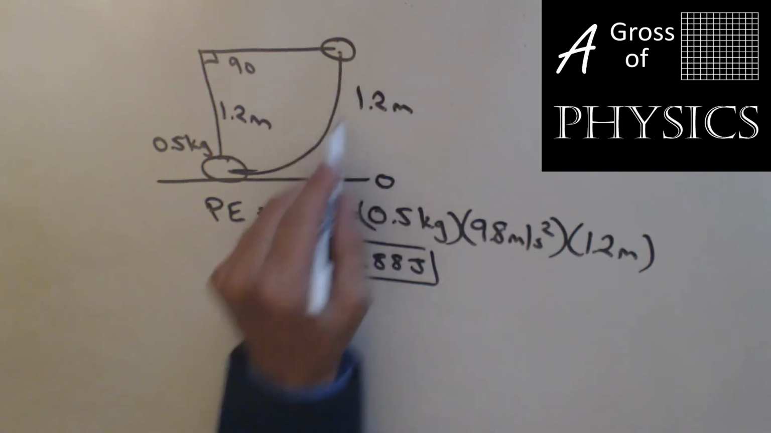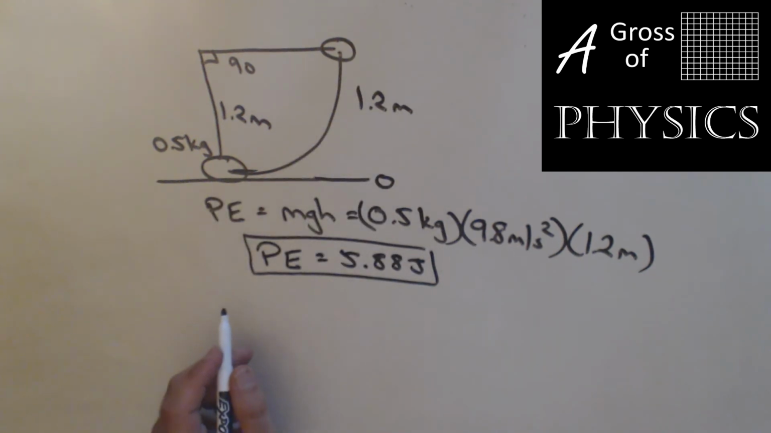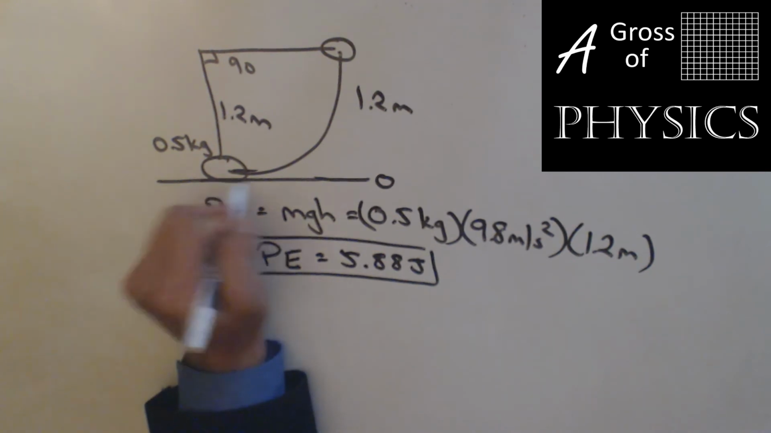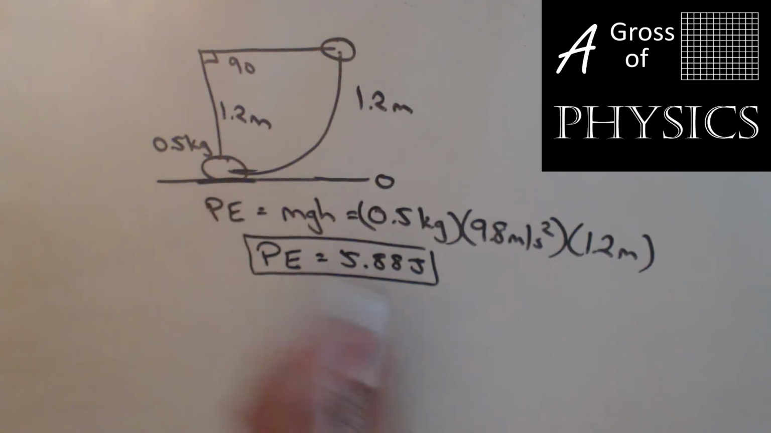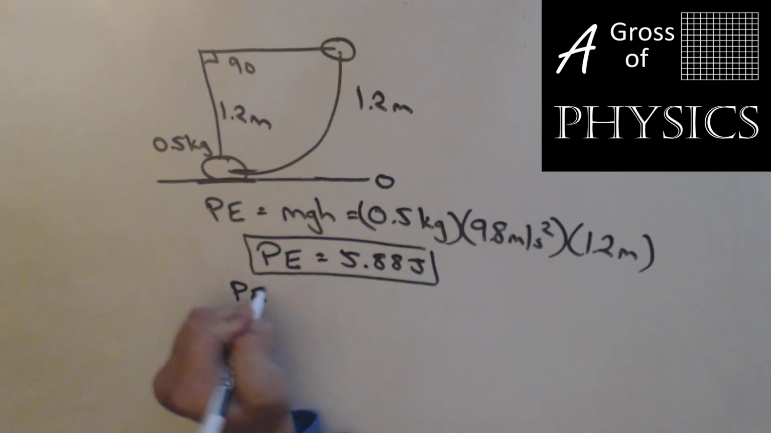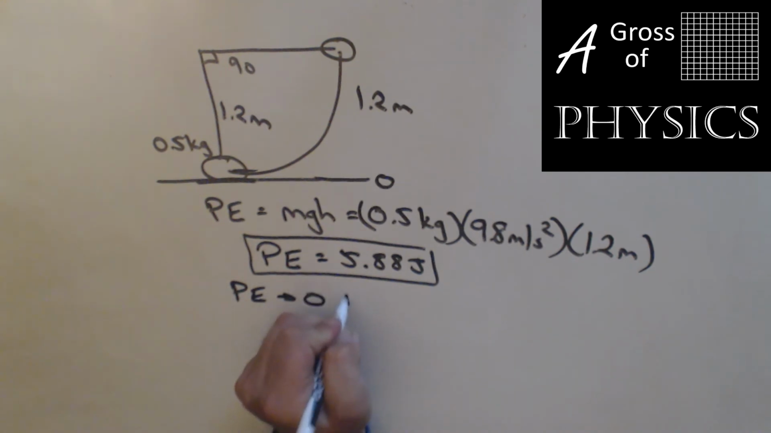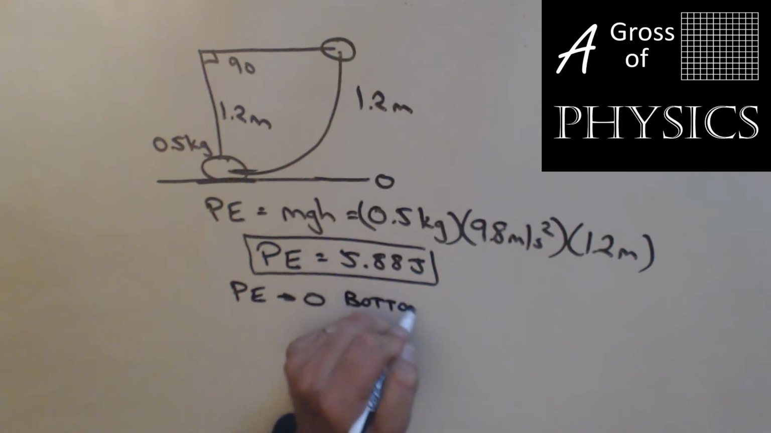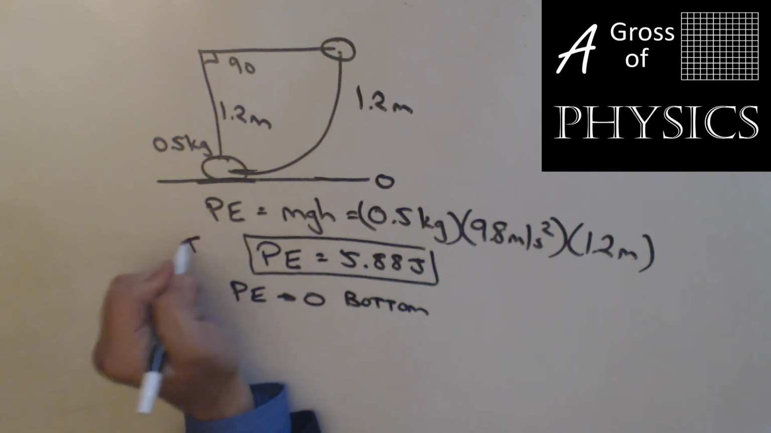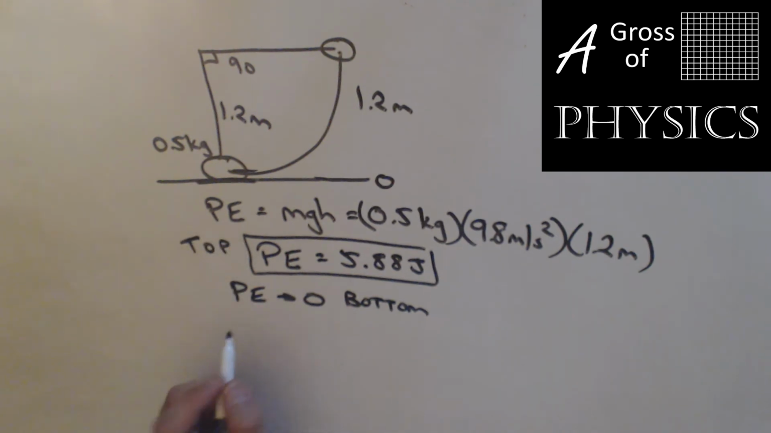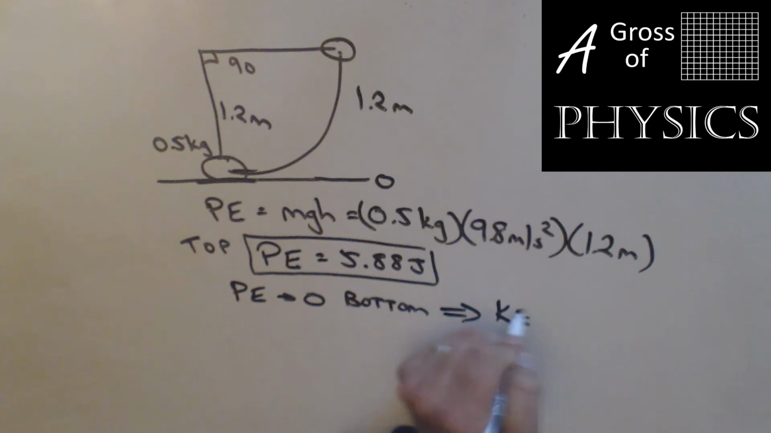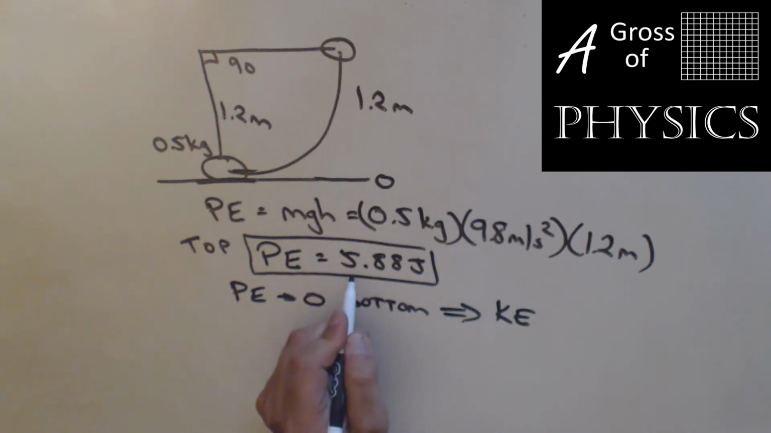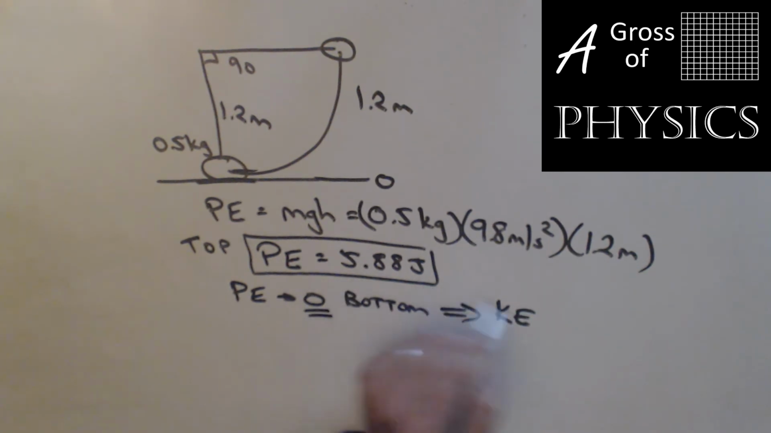Now, at the bottom of that path, what is that energy going to turn into? Well, we're going to be at 0 height. So the potential energy is going to become 0 at the bottom. This was at the top, the 5.88. Well, where did the energy go? Well, what happened was it turned into a new type of energy, and it turned into kinetic energy. So all of this potential has to go into kinetic.